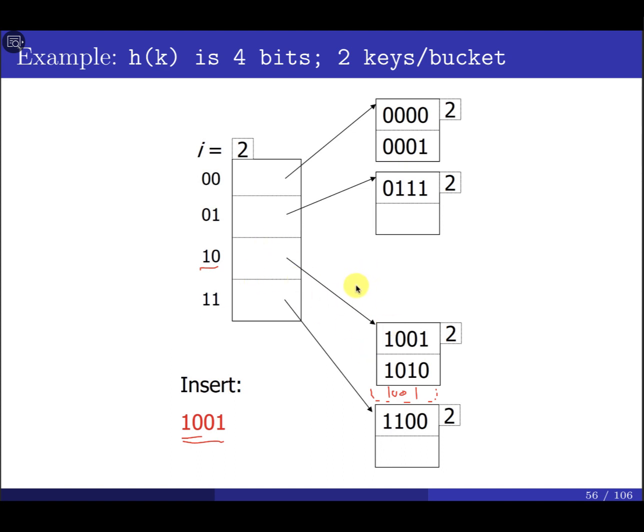The simple thing we're going to do here, since the value of j equals the value of i, is double the size of the directory. So that means i is going to be equal to what? 3. So for each of them here, it's going to be 3. This is just for simplicity, okay? 0, 0, 0 and 0, 0, 1. And this one is going to be 0, 1, 0 and 0, 1, 1. And this one is going to be 1, 0, 0 and 1, 0, 1. And this one is going to be 1, 1, 0 and 1, 1, 1. And each of the pointers is going to point to the same place.